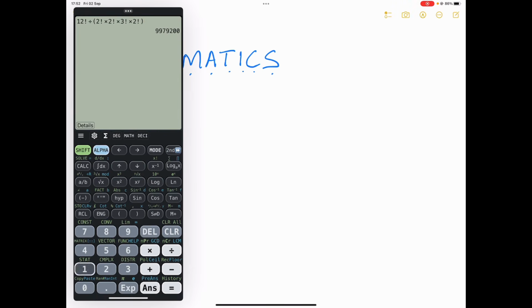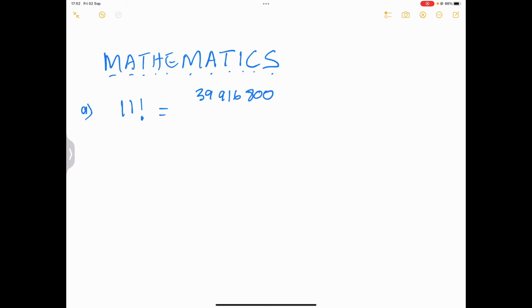What is 11 factorial? Well, that's that big number. That's 39 million, 916,800. So that would be the number of outcomes, or combinations, or the number of arrangements that you would create if repetition was allowed.